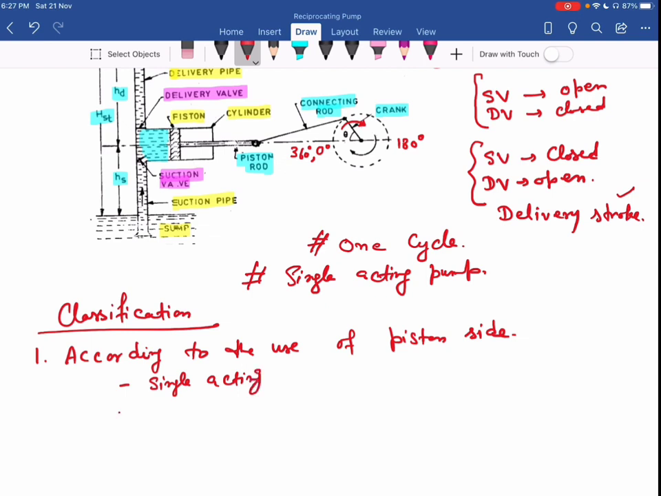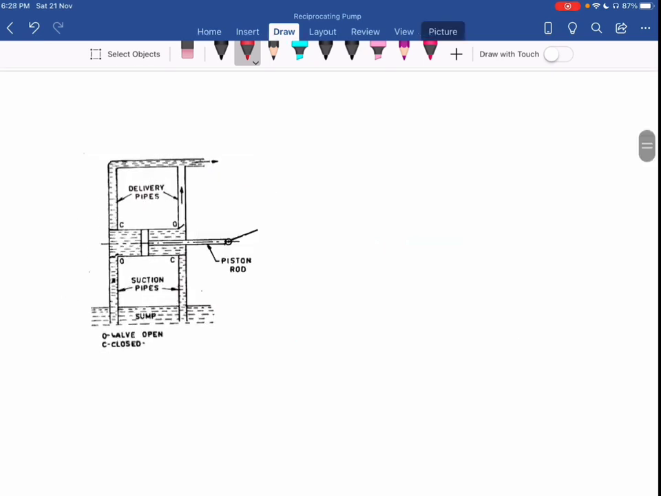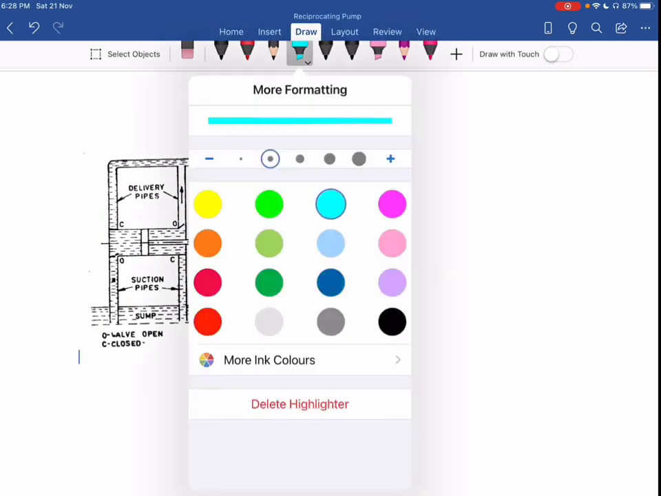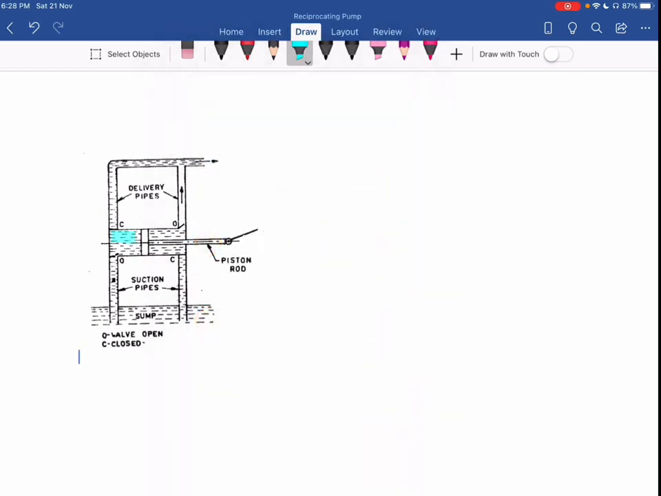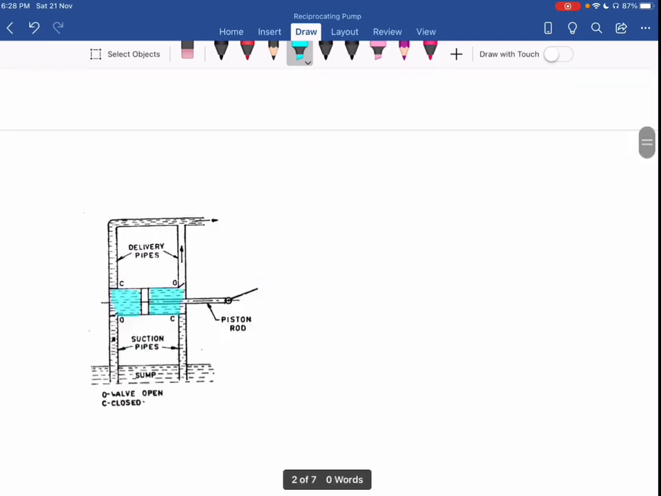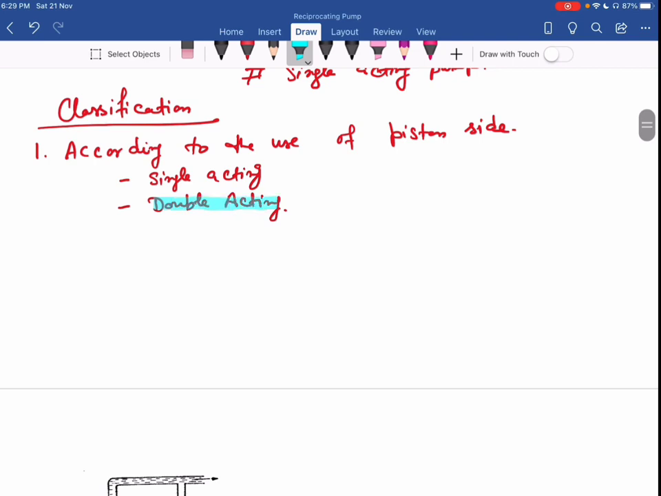Okay, the second type is double acting. Now you can see in this diagram. So here both sides of the piston are used to deliver the water in the delivery side. So you can see here this side is also used to deliver the water in the delivery pipe, and this side is also used. Okay, so when both sides are used to deliver the water, that we call as double acting reciprocating pump.